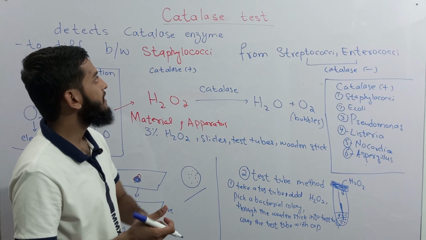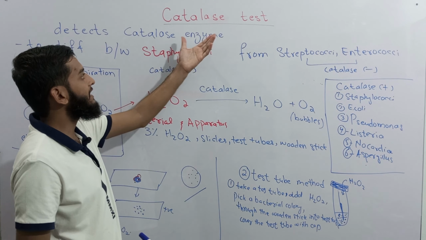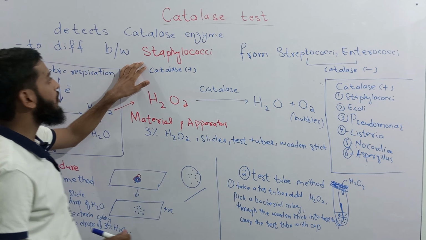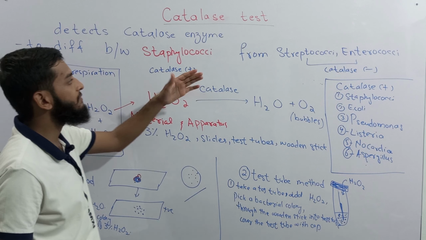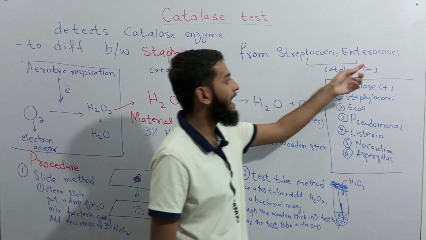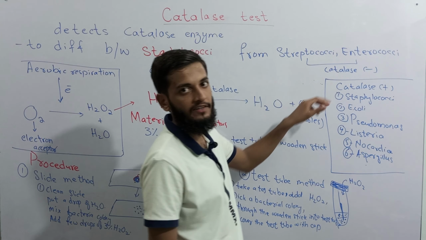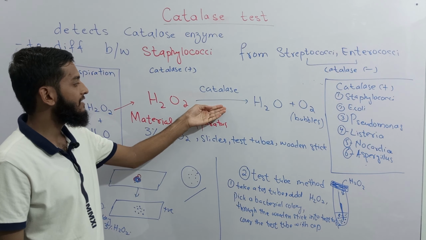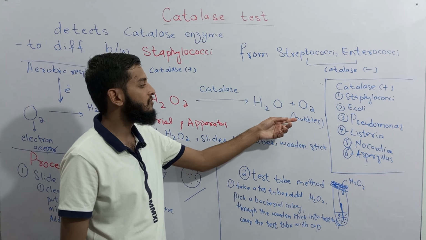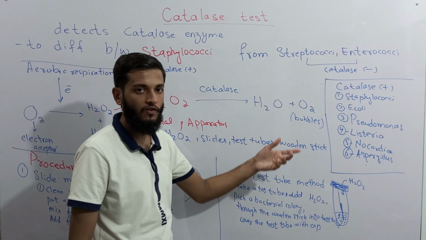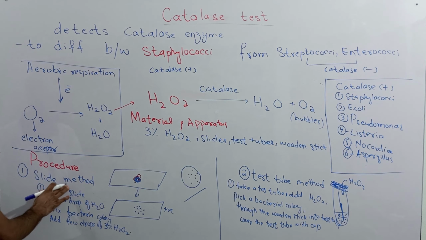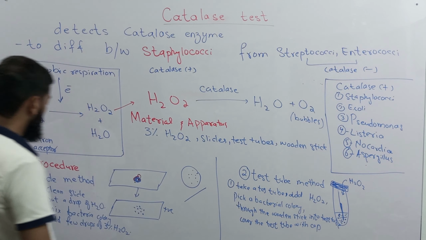If we briefly describe, catalase test detects catalase enzyme. This test is most commonly used in lab to differentiate staphylococci, which are catalase positive, from streptococci and enterococci, which are catalase negative. Catalase enzyme can convert hydrogen peroxide into water and oxygen. This oxygen is seen in the form of bubble formation. When we perform this test, it can be done in two ways: slide method and test tube method.